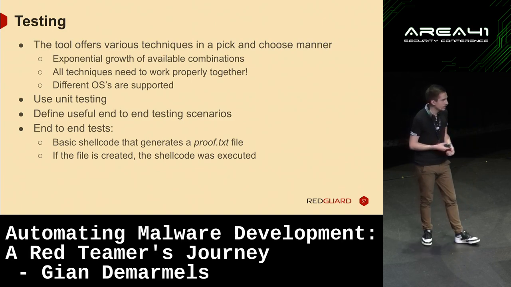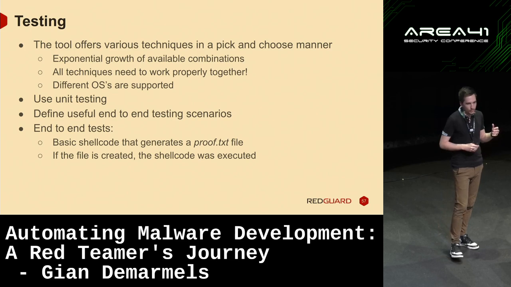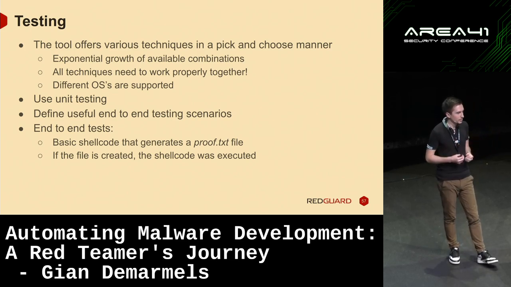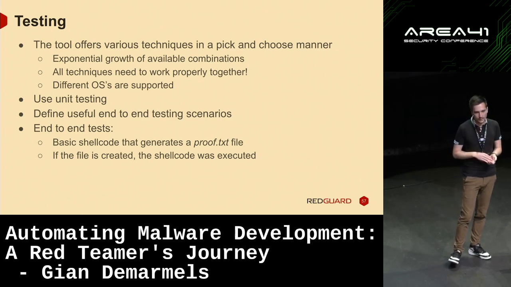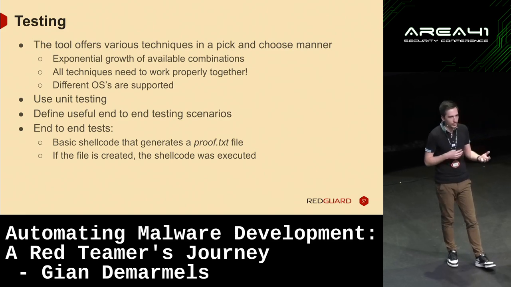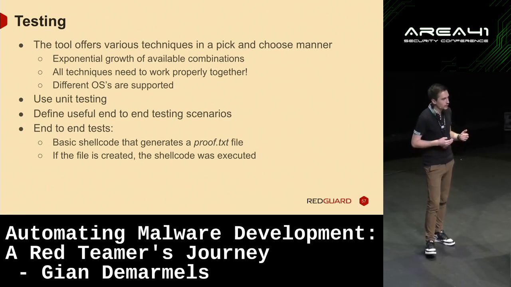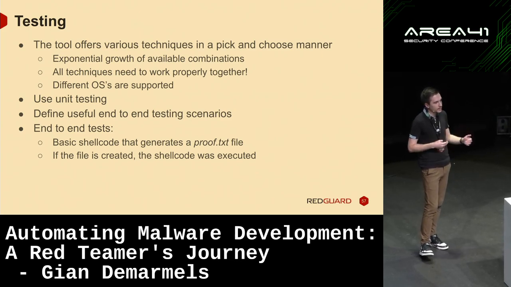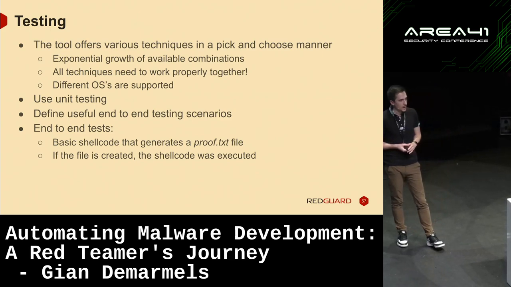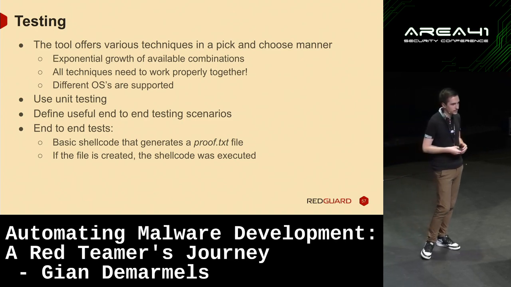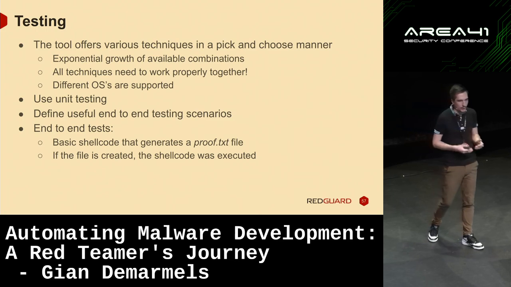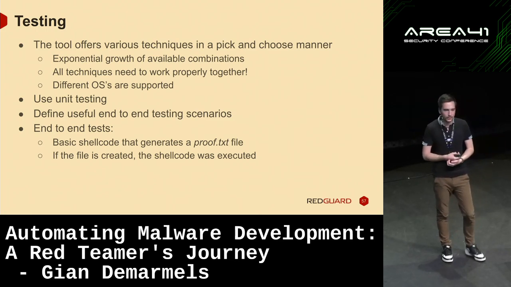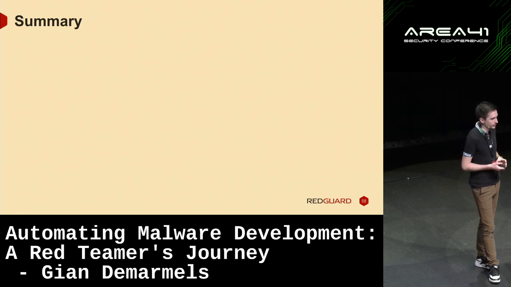As already mentioned before, testing is really crucial. You have built a framework with very many options that you can pick and choose. This also means you have an exponential growth of available combinations of all these options. Therefore, you really need to test it. You need to define useful end-to-end testing scenarios. My approach was to have shellcode that generates a proof.txt file. If the file is created, the loader was able to execute it, which is a good indicator of whether there is a bug or not.